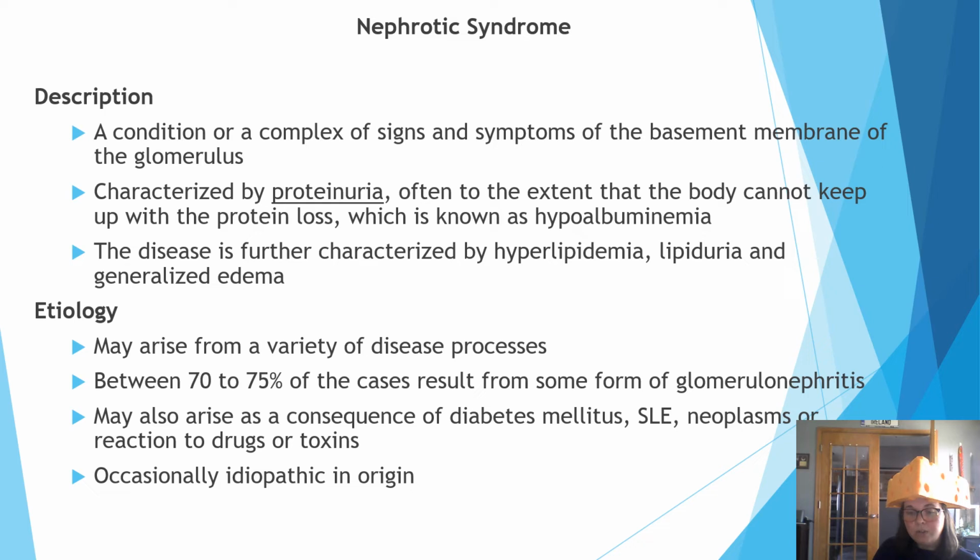Causes may stem from a variety of disease processes. Around 70 to 75% of the cases result from some form of glomerulonephritis. It could also arise as a consequence of diabetes mellitus, SLE, neoplasms, or a reaction to drugs and toxins. From time to time, there are also idiopathic origins.